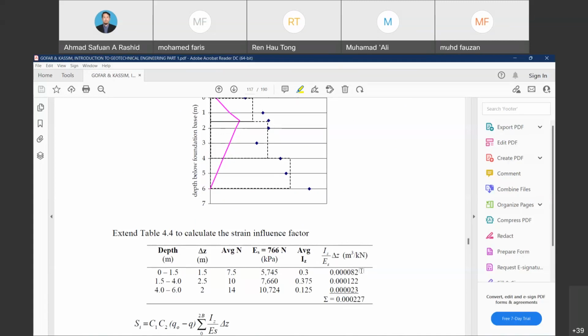Okay, because the value is very small. Okay, so tak ada beza pun antara titik perpuluhan sampai this 4 decimal number. Okay, then you may plus the same, and then you get the cumulative value. So it's very tiny value. Okay, so then you repeat to calculate for the 1.5 to 4.5, 4.0. Okay, then 4.0 to 6. Okay, to get the other value for the IZ over ES delta Z.